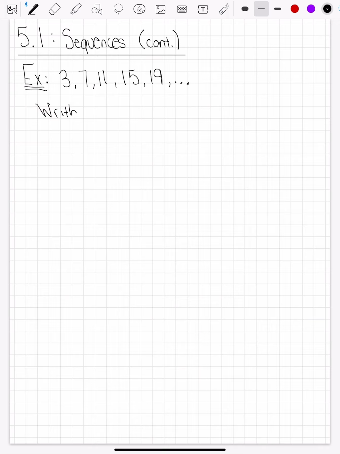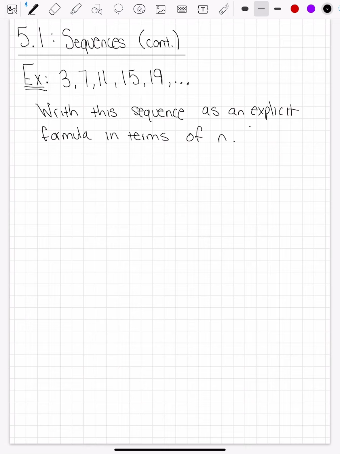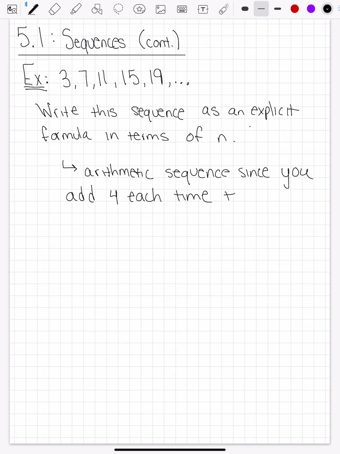So write this sequence as an explicit formula in terms of n. Oops, I have a little typo right here. Also remember, just to refresh, this is an arithmetic sequence, since you add 4 each time to get the next term.